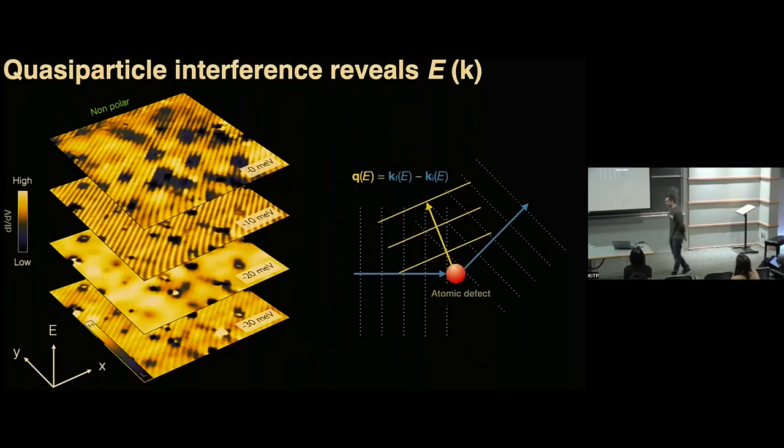One of the ways we get at that information is by looking for quasi-particle interference patterns. These are standing wave patterns that form around defects, as incoming momentum eigenstates interfere with scattered momentum eigenstates. If we can identify these patterns and measure their energy-dependent wave vector, then we can usually infer the underlying dispersion relationship in the sample. In practice, we do all of that by taking a Fourier transform.